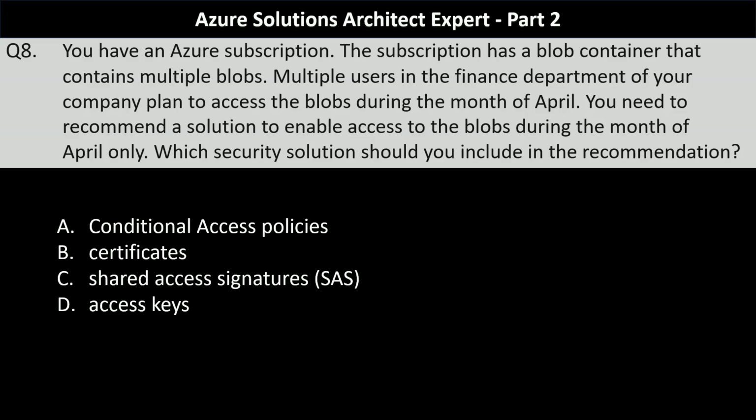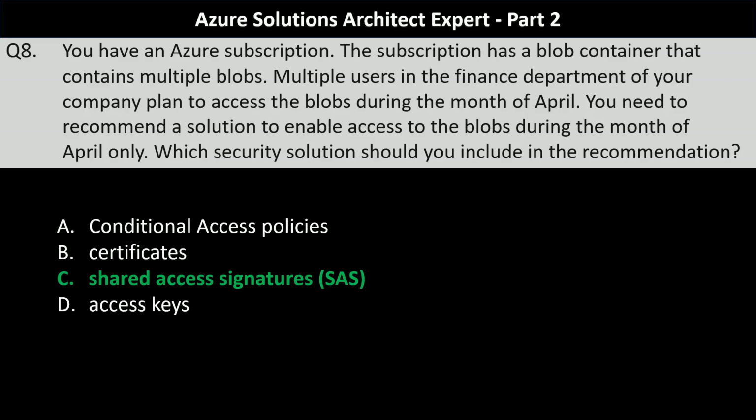You should include shared access signature in your recommendation. Shared access signatures, also called SAS, allow you to grant limited access to Azure storage resources, such as blobs, for a specified period. In this case, you can create a SAS token that provides access to the blobs in the container for the month of April. The SAS token can be configured to expire at the end of April, ensuring that access is automatically revoked after the specified period. This approach is secure and ensures that access is time-bound, meeting the requirement of enabling access only during April.